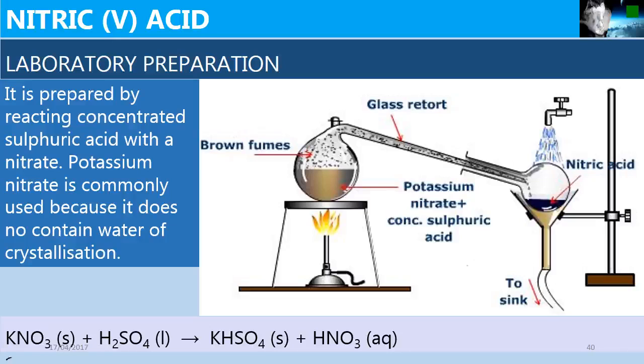In this equation, you notice that the salt formed is potassium hydrogen sulfate. Now, potassium sulfate is not formed because it would require higher temperatures that cannot be achieved in the laboratory for this setup.